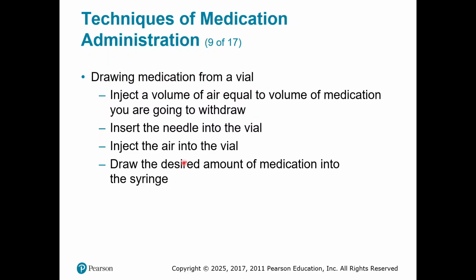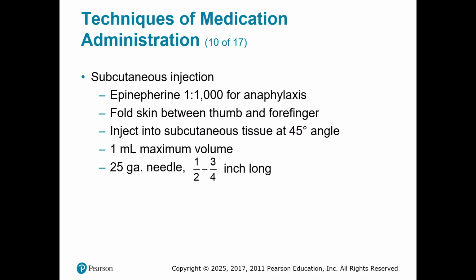You're going to draw that medication up from the ampule. Draw medication from a vial. You're going to inject a volume of air equal to the volume of medication you're going to withdraw. You're going to insert the needle into the vial, inject the air into the vial, and draw the desired amount of medications into the syringe.